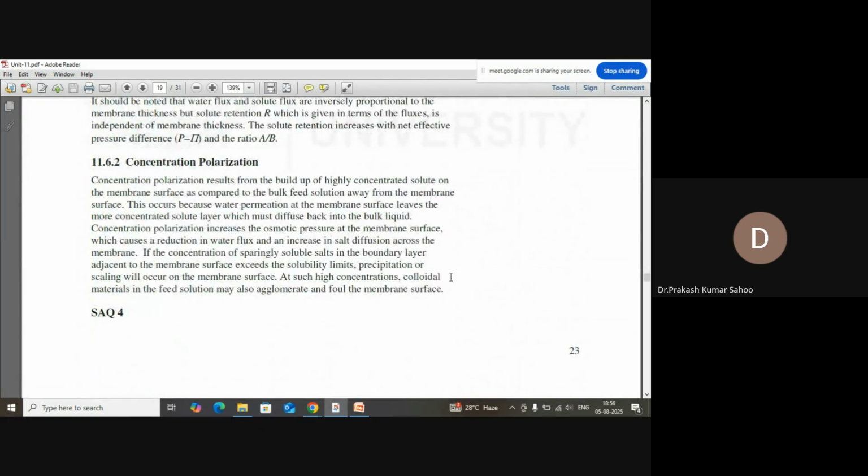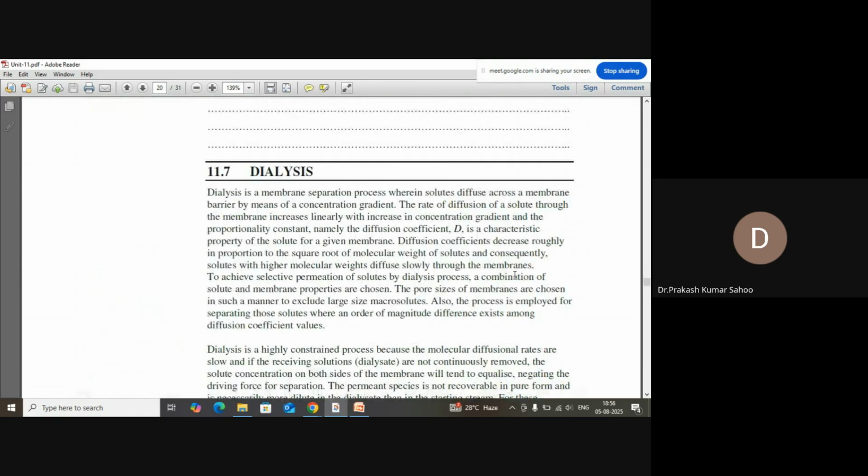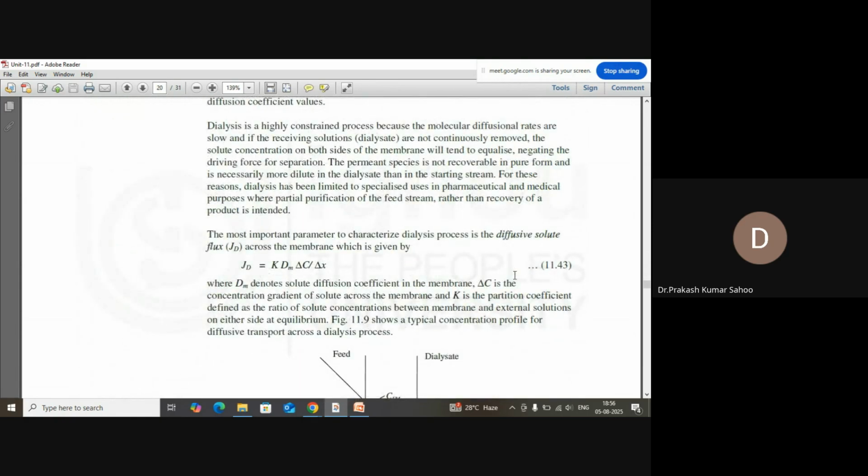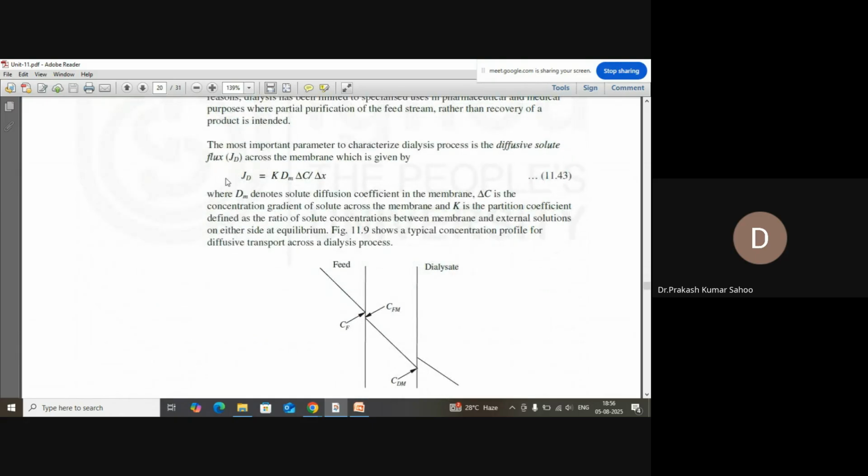Concentration polarization results from the buildup of highly concentrated solute on the membrane surface as compared to the bulk fluid solution. In dialysis, already discussed, some mathematical applications are here, that is the diffusion solute flux JD, which is the multiplication of K Dm delta C divided by delta X.